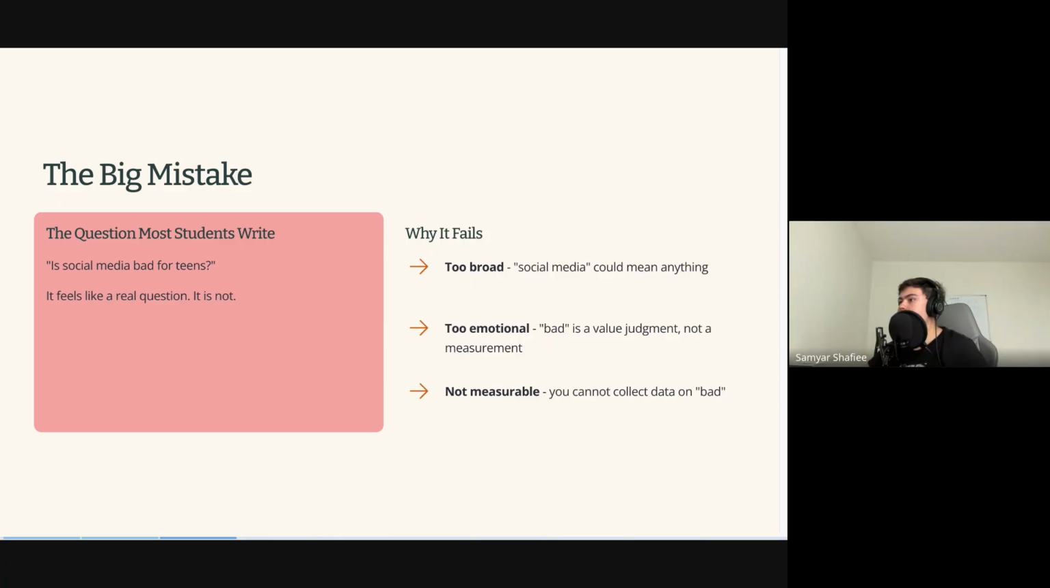Now, as well, how does exposure to social media, Instagram, influence eating behavior in teenagers 13 to 17, measured by daily caloric intake? So this is also a very real research question.